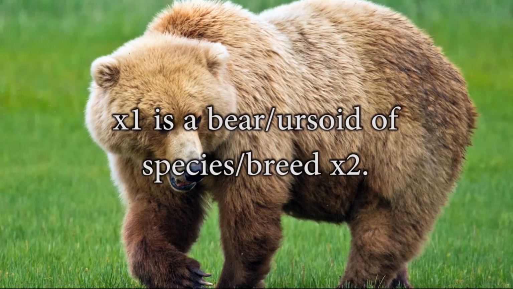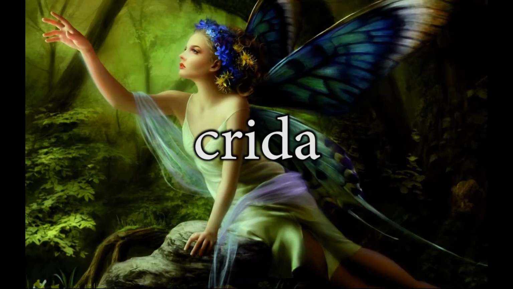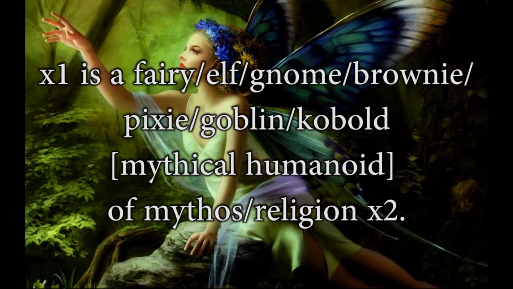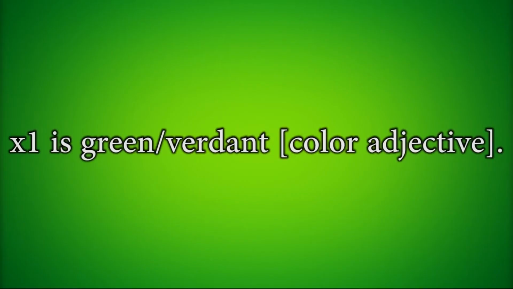Shribe. x1 is a bear or ursoid of species or breed x2. Shwida. x1 is a fairy, elf, gnome, brownie, pixie, goblin, or kobold of mythos or religion x2. Shrino. x1 is green or verdant. Shripu.